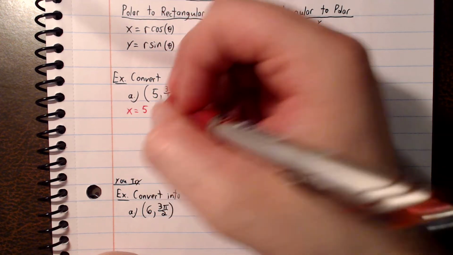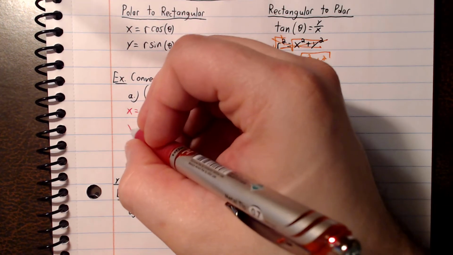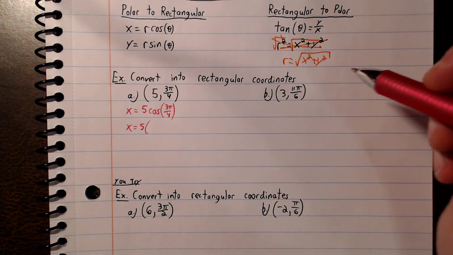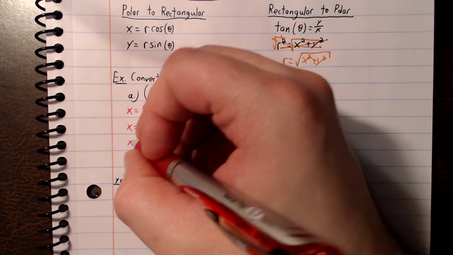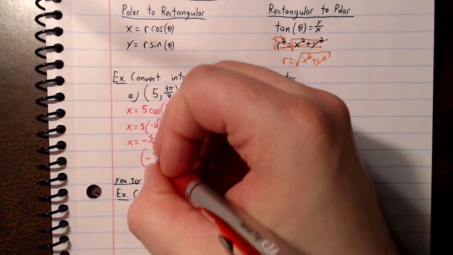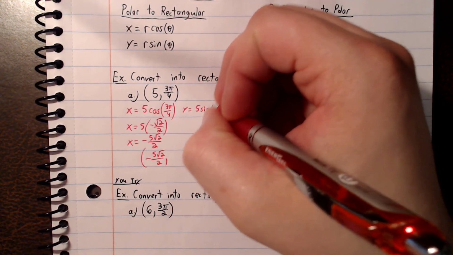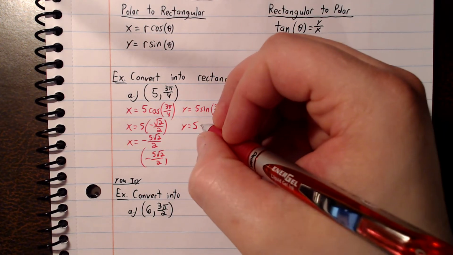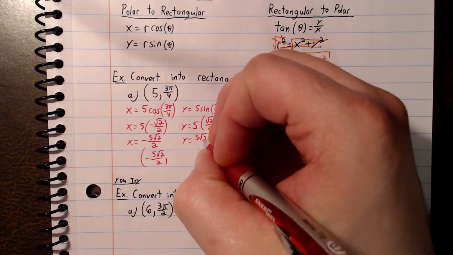So for x, we're doing 5 times cosine of 3 pi over 4. 3 pi over 4 on our unit circle comes out to be negative root 2 over 2. And then if we multiply these, we're going to end up getting negative 5 root 2 over 2 for x. So that's my x coordinate. For y, well, 3 pi over 4 for sine was positive root 2 over 2. So when I multiply these, we get positive 5 root 2 over 2.